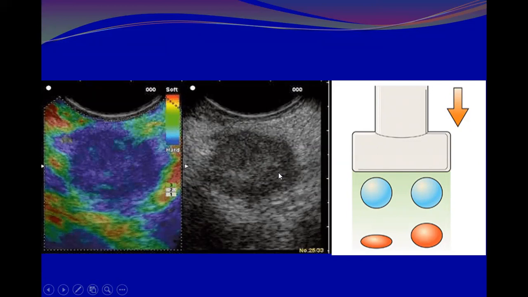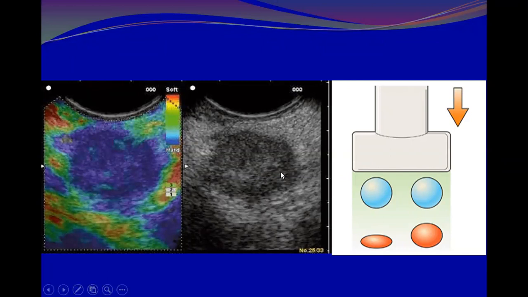What is the result? What about these lesions? How can we read it? An almost hard, totally hard lesion. Abir? Yes. Excellent. Well done. According to the color map.